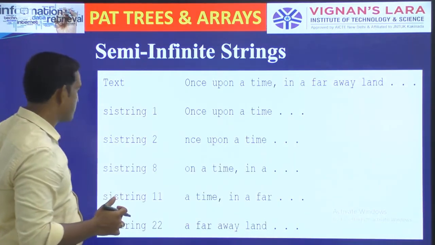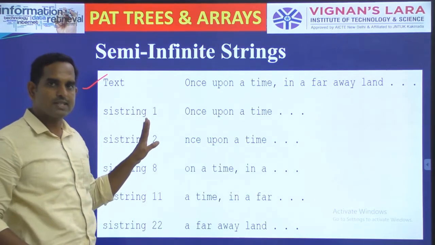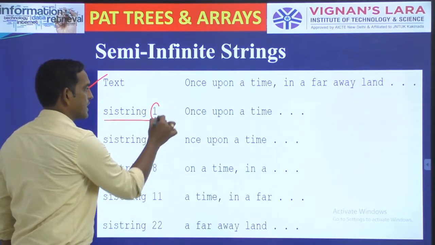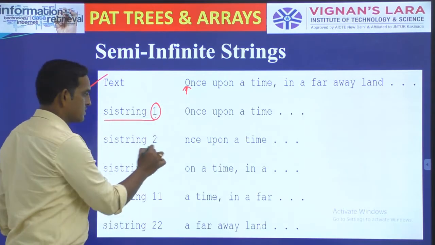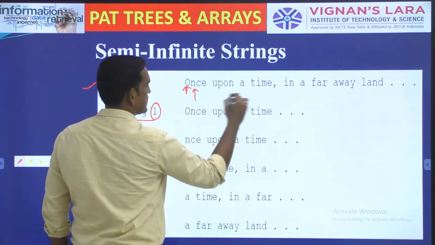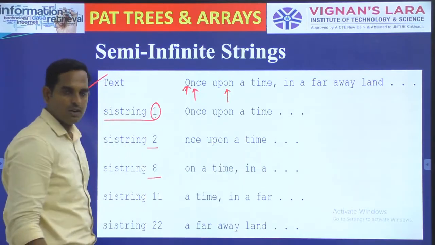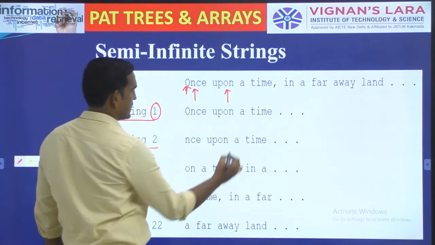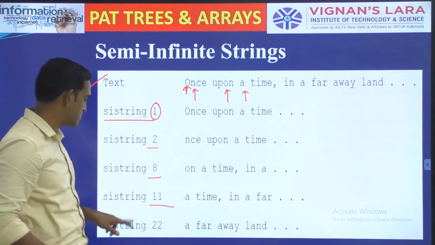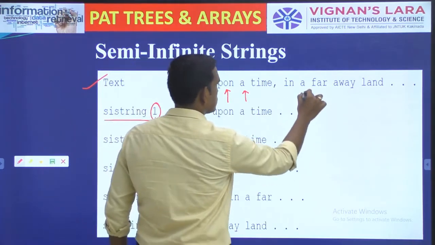We have given an example regarding the sistring. If this is the text, based upon the position where you start your sistring, you can write sistring 1, which starts at the first position, sistring 2, which starts at the second position, sistring 8, which starts at the 8th position, sistring 11, which starts at the 11th position. You have to count even the spaces for this. Sistring 22 starts at the 22nd position.